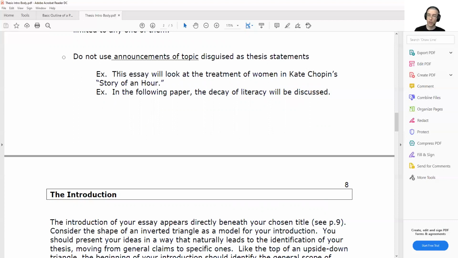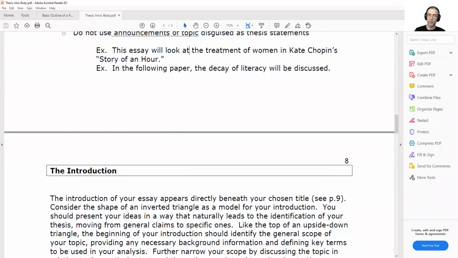This essay will look at the treatment of women in Kate Chopin's Story of an Hour. Never write this essay will look at or this essay will examine. You want to have a clear and specific argument. Right? Kate Chopin's Story of an Hour condemns the treatment of women that is based on stereotypical perceptions of their intellectual inferiority. Now, there's an argument. Here, there's a statement of topic, the essay will look at, et cetera, et cetera. You never want to have that.